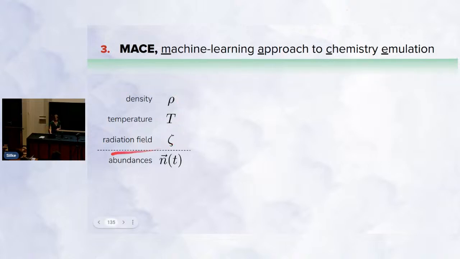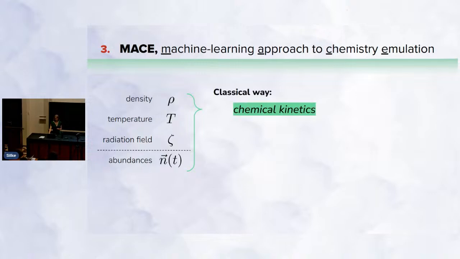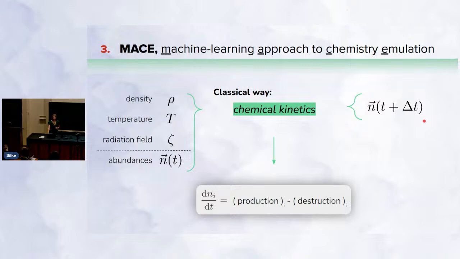And then we also have our chemical parameters, which are the abundances of all the molecules, so the amount of molecules present. Usually, we can put these parameters into a chemical kinetics model, and what comes out is an updated version of the amount of molecules. So we know how many of every molecule is present after a certain amount of time, delta T. Now, what we aim to do with Maes, oh, sorry, I forgot this.